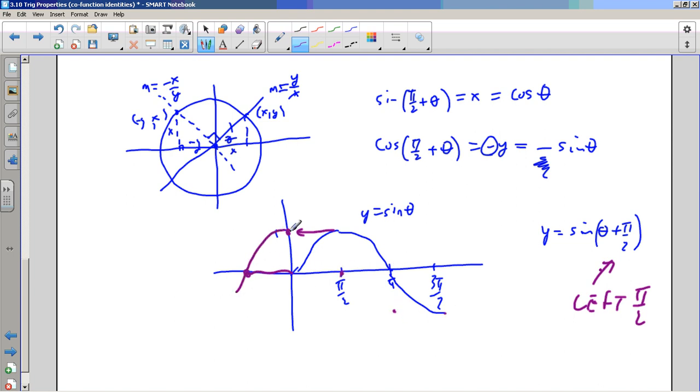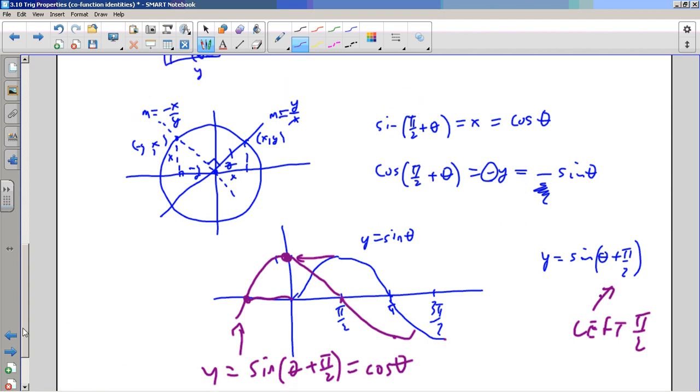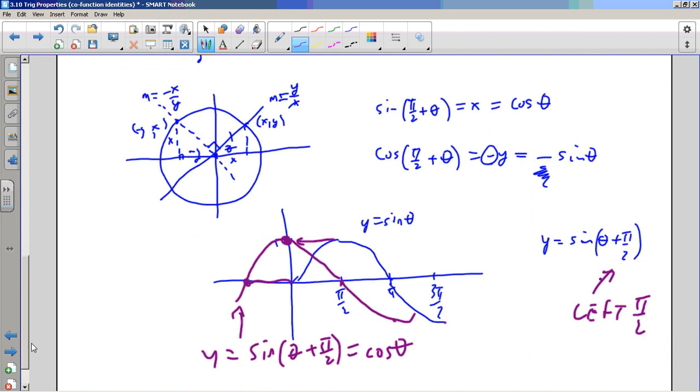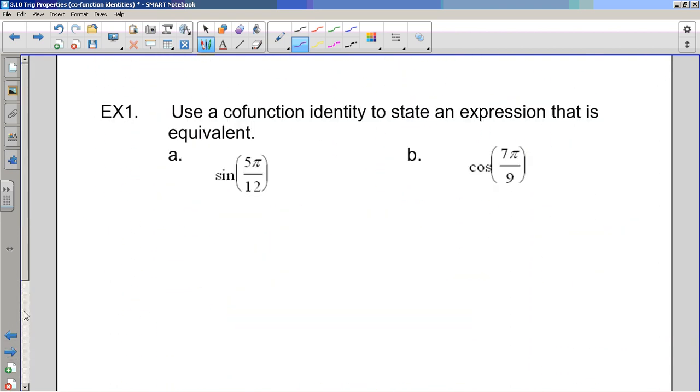There's my new graph. This is y equals the sine of theta plus pi over 2. Oh, that's the cos graph. And I can remember it that way as well. So again, the goal tonight is to be able to recall these or develop them if we need to. The homework is a bunch of exercises to try and help us through this.